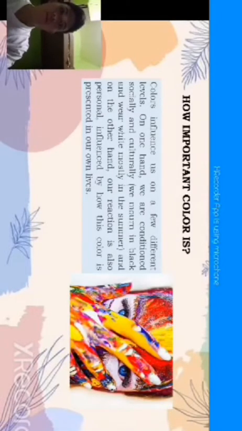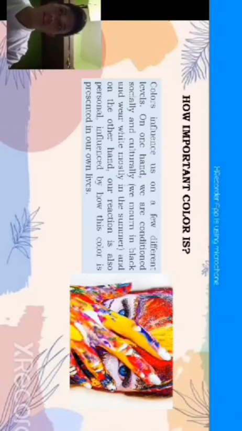So how important color is? Gaano nga ba kahalaga ang kulay? Colors influence us on a few different levels. On one hand, we are conditioned socially and culturally. We mourn in black and wear white mostly in the summer. And on the other hand, our reaction is also personal, influenced by how this color is presented in our own lives.